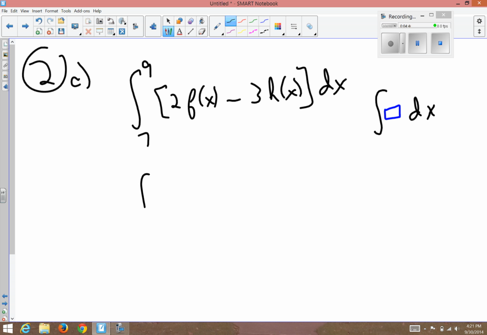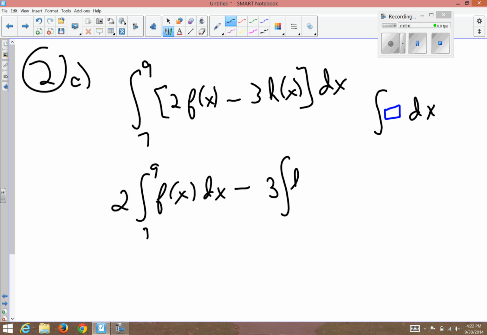We're going to write the integral of 2f of x dx, because the first term is 2f of x. So 2f of x dx. The 2 is a constant multiple, so there, to the left of the integral symbol. 7 to 9. And then minus the integral of 3 h of x dx. Notice the 3 is a constant multiple, so it's written to the left of the integral symbol.